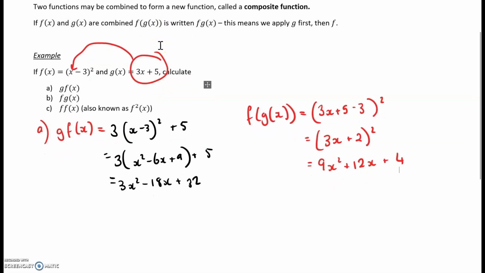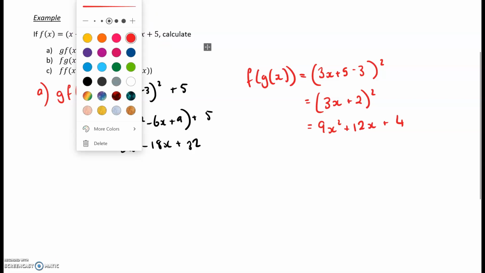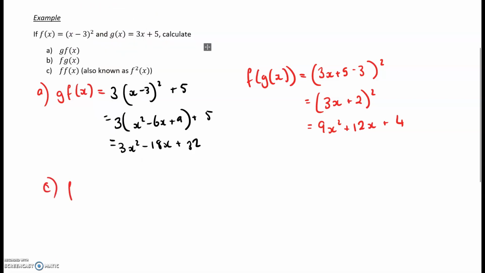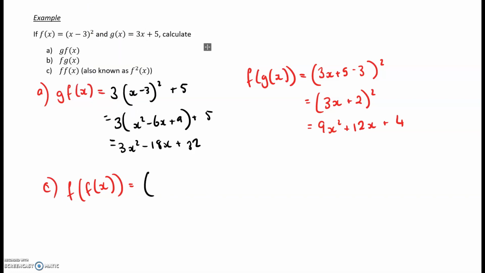Alright, last one, f of f of x. So now I'm putting f into f twice, and as it says there, it can also be called f squared of x. Okay, so again, I'm going to keep everything kind of the same at the start. I've got my bracket there. Now where I've got x, I'm going to re-put in f of x again. So I'm going to have (x minus 3) all squared, and then I've got minus 3 again, because I'm keeping that original f of x the same.